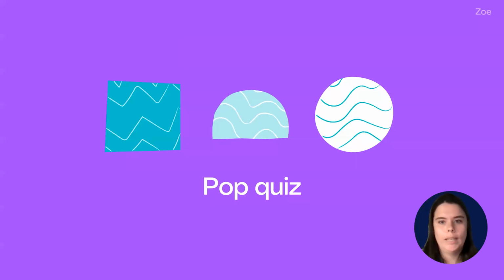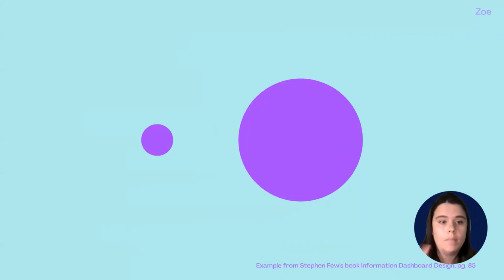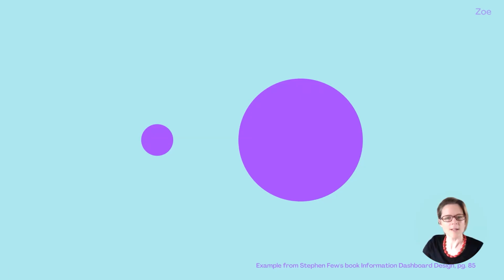So, next pop quiz. On the next slide, I would like you to look at the area of the 2 circles. How many times bigger is the second one? A few guesses coming through. 15 times, 10 times, 12 times, 5 times. People are not sure about this one. There's a lot of confusion coming through.